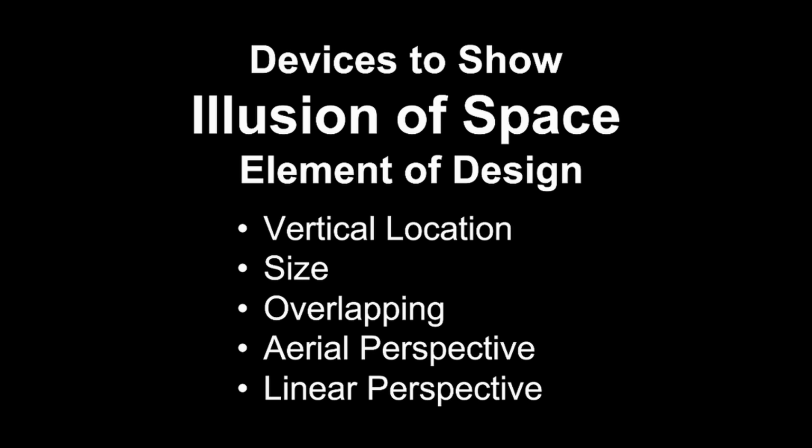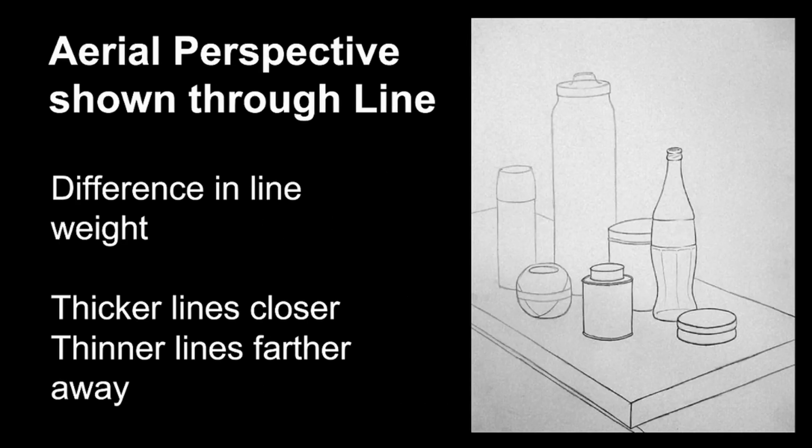And just to recap, there are different ways of depicting space, different devices. So if you've taken 2D design, you definitely went through these thoroughly. They are vertical location. So if it's closer to the bottom, it's closer to the viewer. If it's farther to the top of the image, it's farther away. Size, if it's bigger, it's closer. Overlapping, meaning that if it's closer to us, if it's in front, it's in front. If it's in the back, it's in the back. Aerial perspective, where things get fuzzier and less distinct as they go back into space. And linear perspective, which we'll be talking about today.